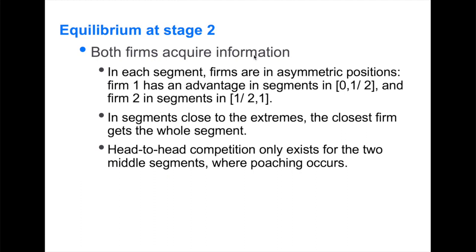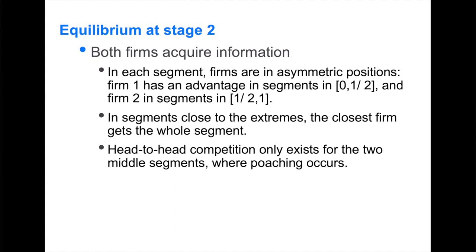Now firms know where consumers are coming from. They know whether a consumer is in this segment or this other segment, and so they are in an asymmetric position. Firm 1 has an advantage in the segments where consumers are closer to that firm, so between 0 and 1/2, and the opposite is true for firm 2. Firm 2 has an advantage for consumers that it identifies as being between 1/2 and 1. Now, if I'm a firm and I identify a consumer as being very close to my place, I certainly can get a high price for these consumers.